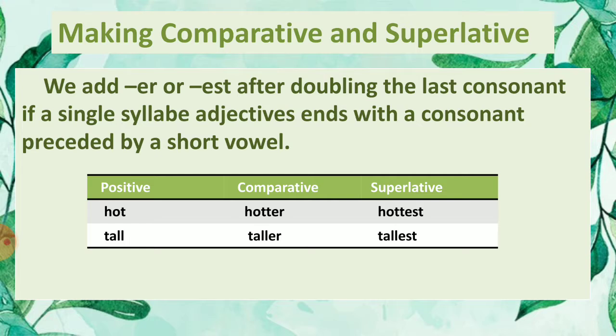We add er or est after doubling the last consonant if a single syllable adjective ends with a consonant preceded by a short vowel, right? So if a single syllable adjective ends with a consonant preceded by a short vowel, we always double the last consonant. For example, hot, hotter, hottest, tall, taller, tallest.